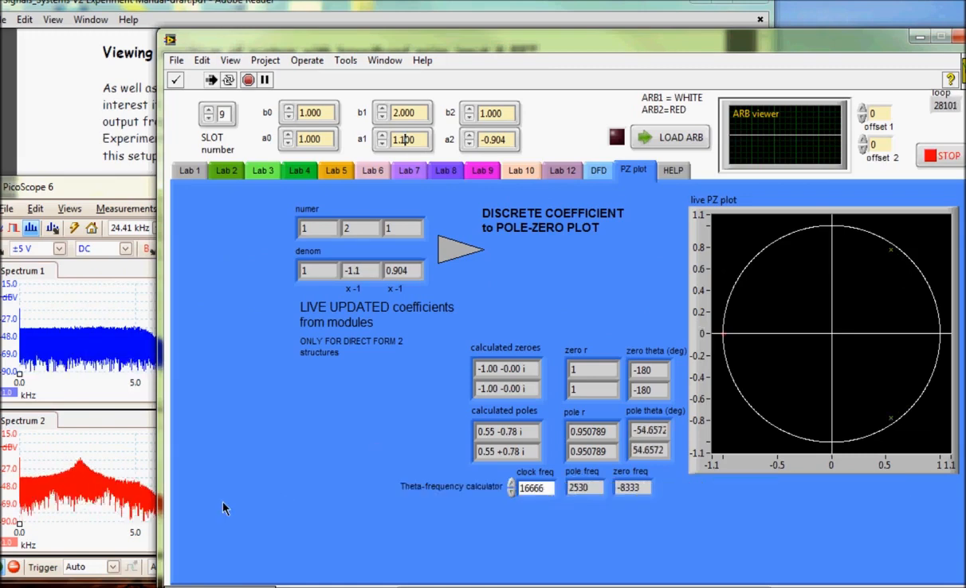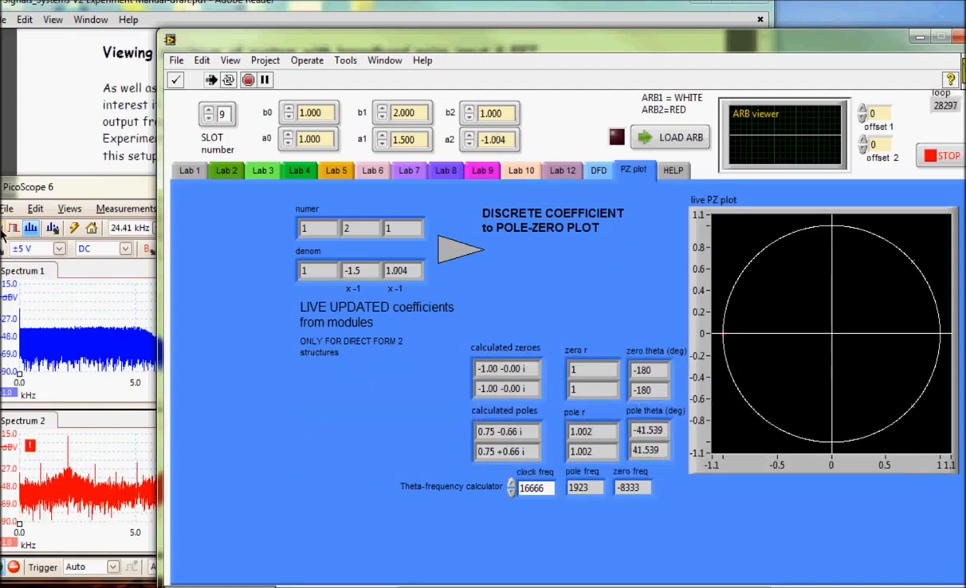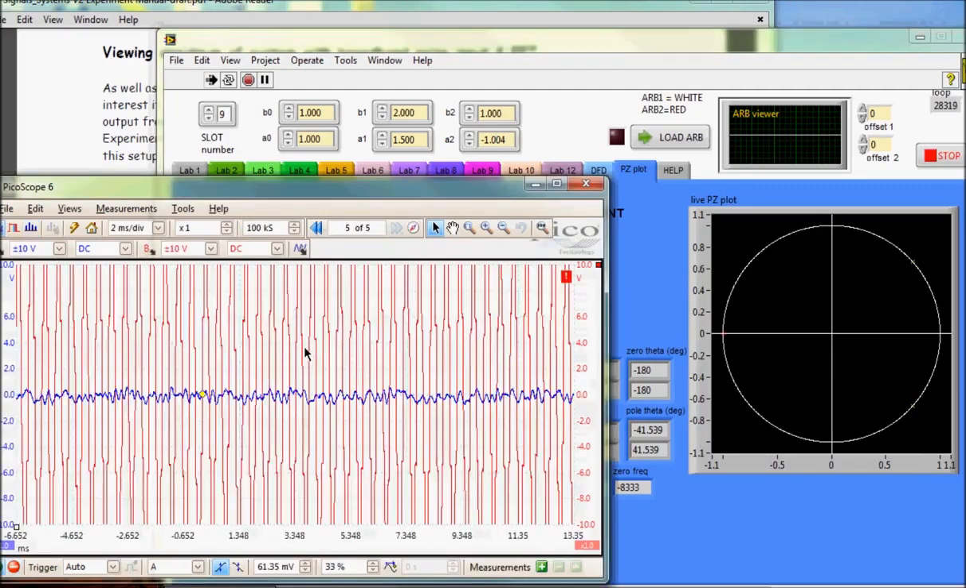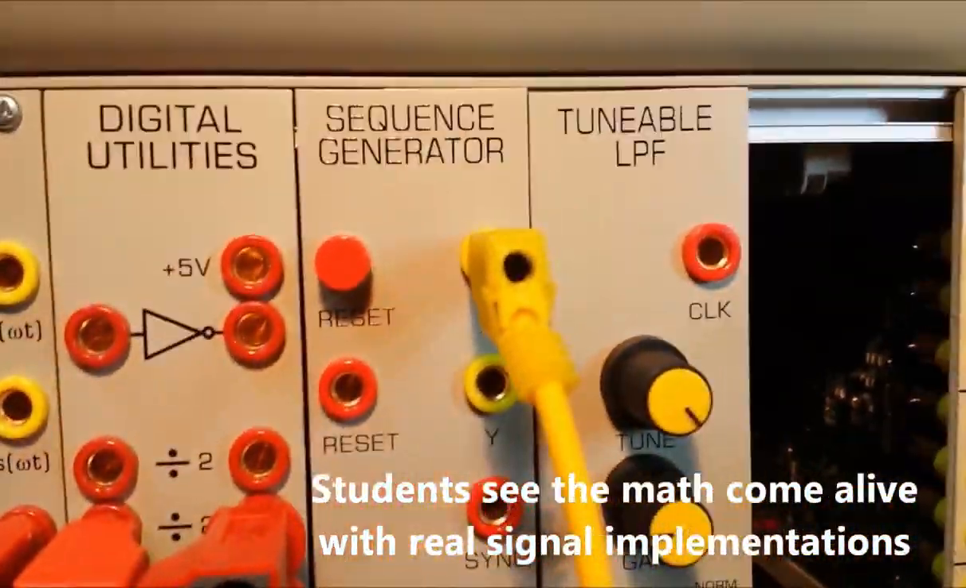Changing A1, for example, you can see the frequency of the peak of the filter moving left and right. Varying coefficient A2 moves the poles closer or further away from the unit circle and allows the system to become unstable, which is very interesting. Moving from theory to real-world implementation in real time with real electrical signals helps students understand.